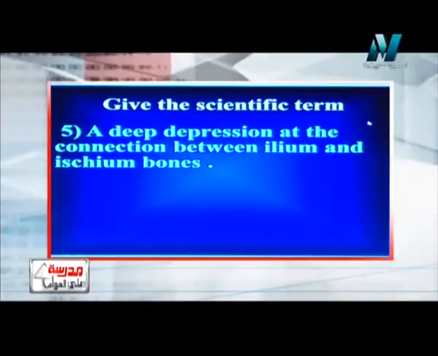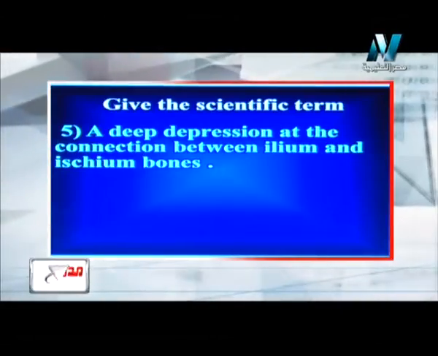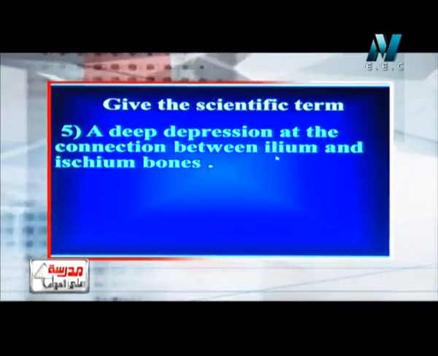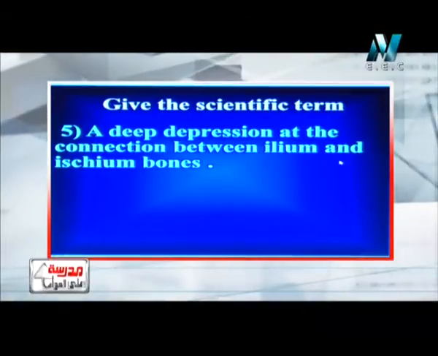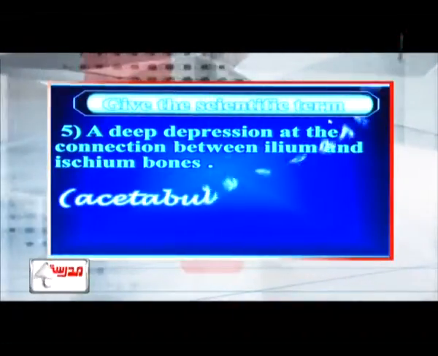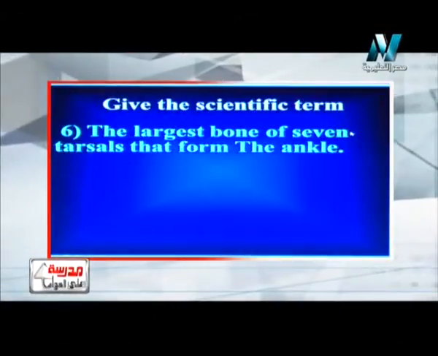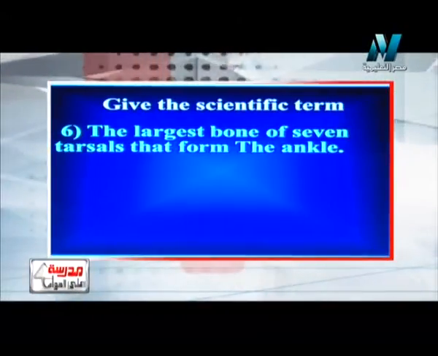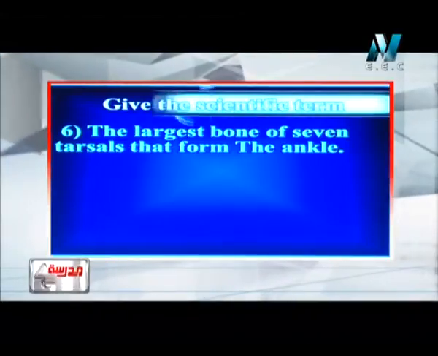A deep depression at the connection between the ilium and the ischium bone. The ilium and the ischium are 2 of the 3 bones of each half of the pelvic girdle: the ilium, ischium, and the pubis. So the depression, or the cavity between the ilium and the ischium, is the acetabulum cavity, where the head of the femur fits inside. The next: the largest bone of the 7 tarsals that form the ankle. The largest bone of the tarsals is the heel bone.